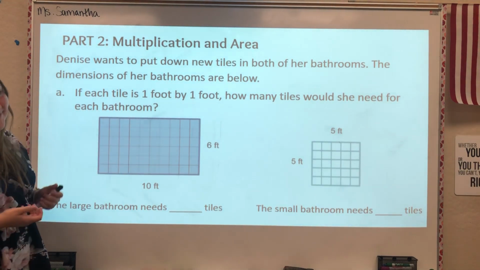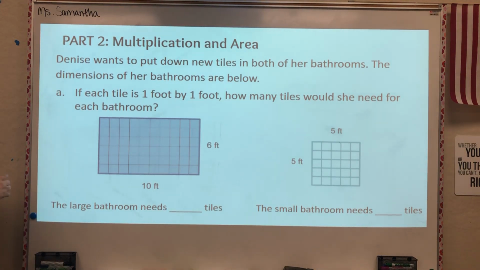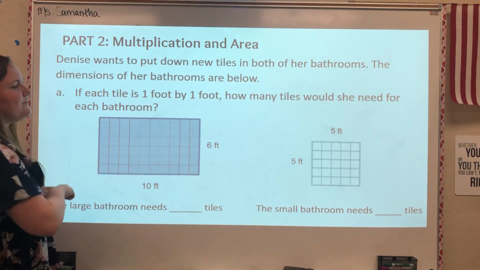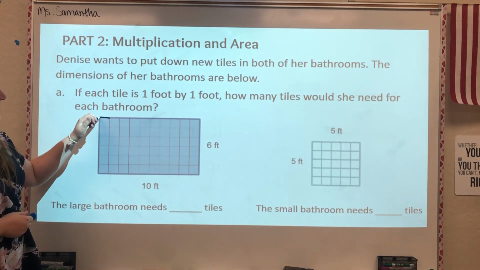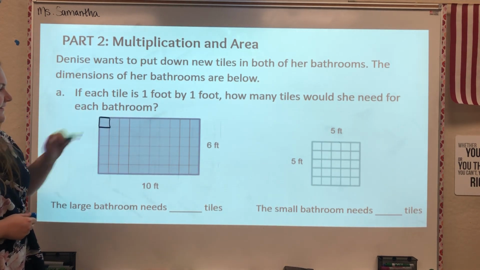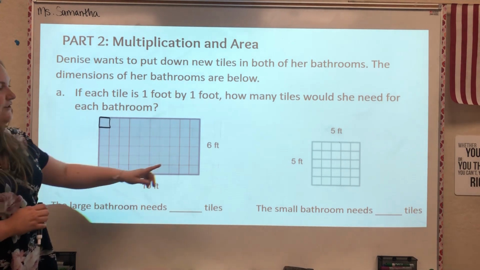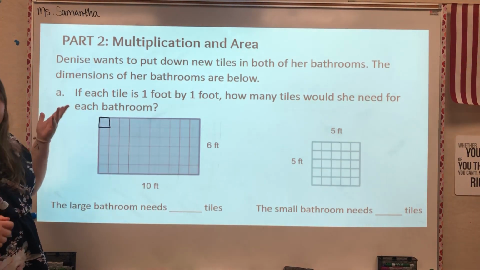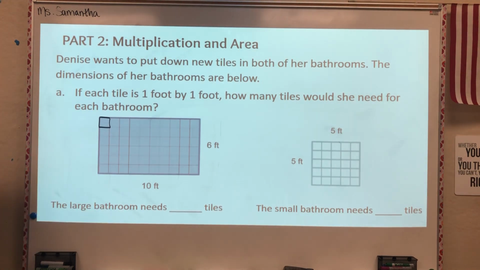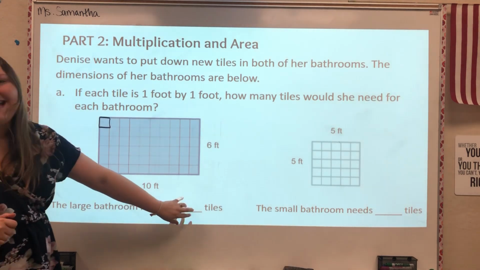This is another example of an array, Denise's bathroom. They're telling us that each one of these tiles in the bathroom is 1 foot by 1 foot. So this little tile here is 1 foot by 1 foot. And that makes the tile. The question is, how many tiles would she need for each bathroom? Notice over here they're giving you more information about this bathroom. Using this information here, go ahead and try answering the question. The large bathroom, which is this one, needs how many tiles?